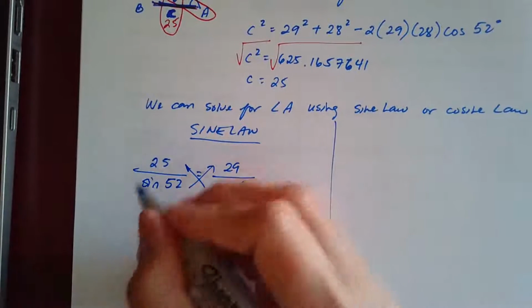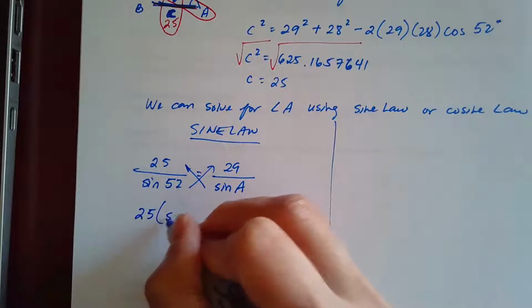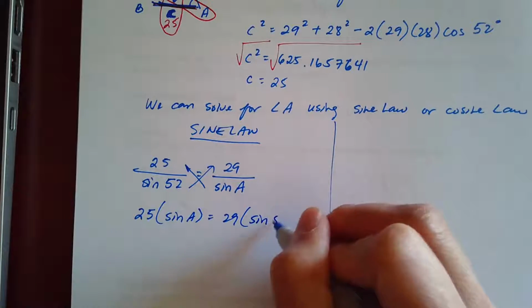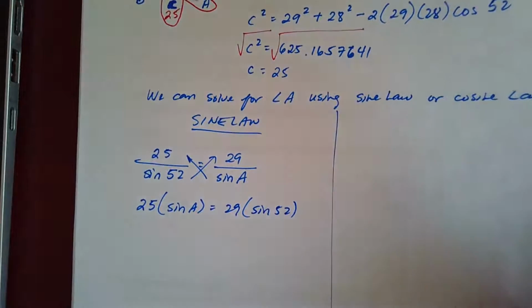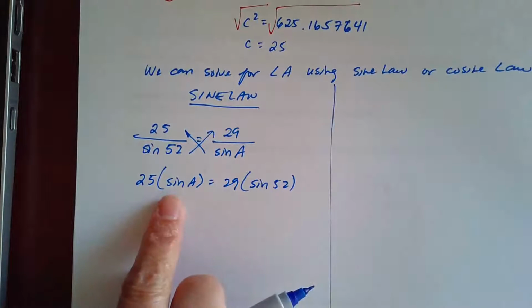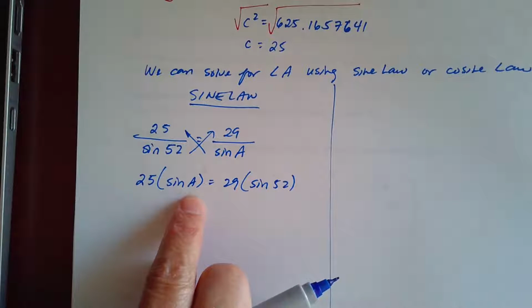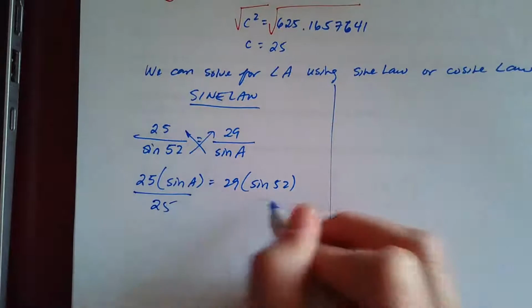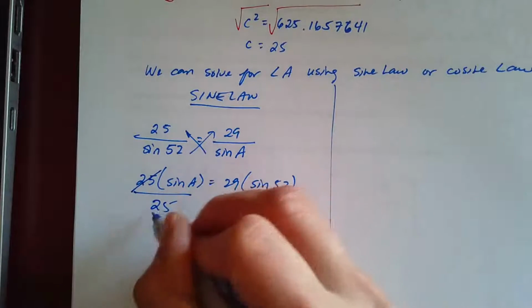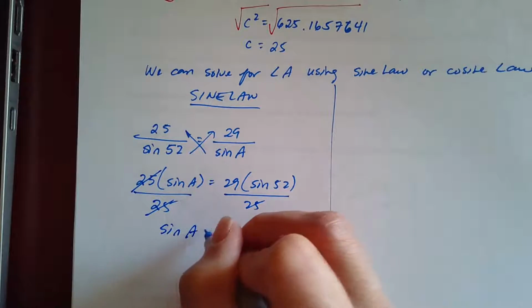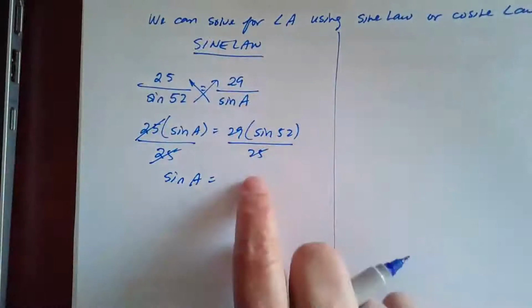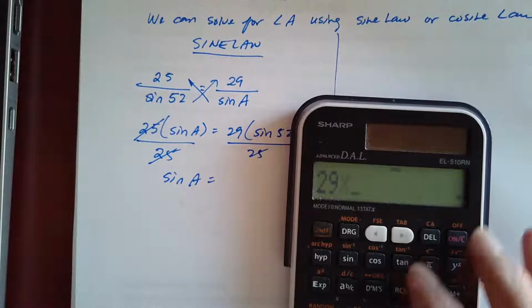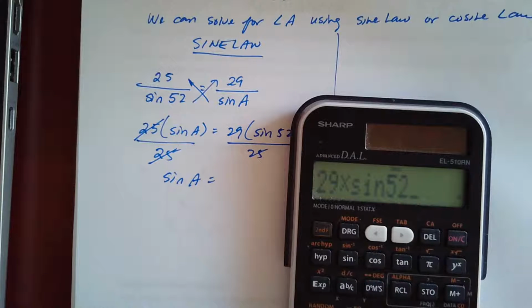So once we cross multiply, we're going to get 25 times the sine of A equals 29 times the sine of 52. Okay. What we're going to do in this particular equation is isolate the angle A. So that means we have to divide both sides by 25. So we're left with sine of angle A. Sine of angle A is 29 times sine 52 divided by 25.